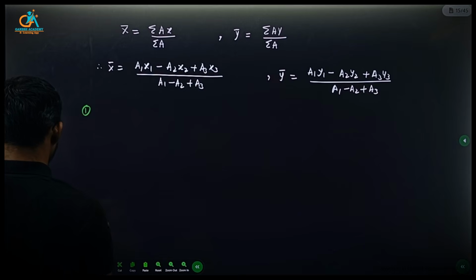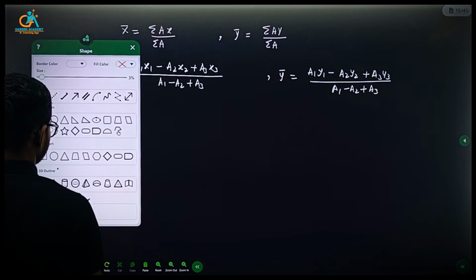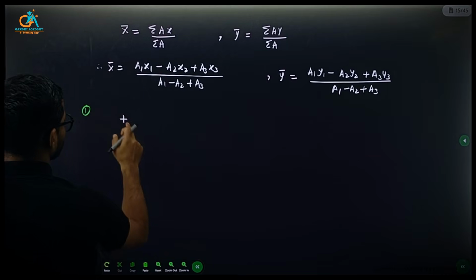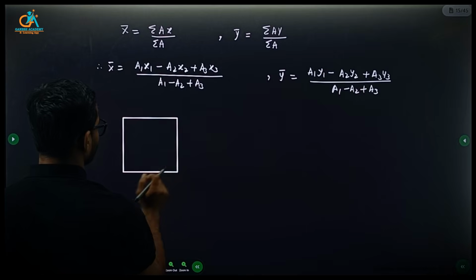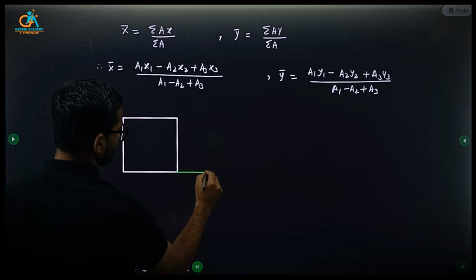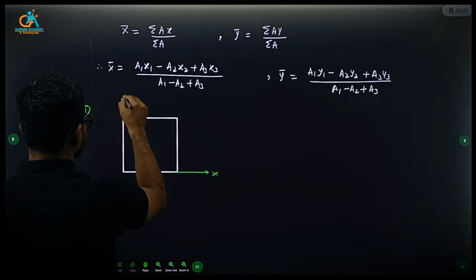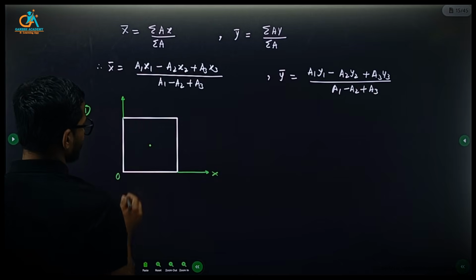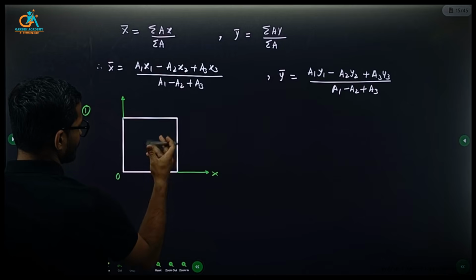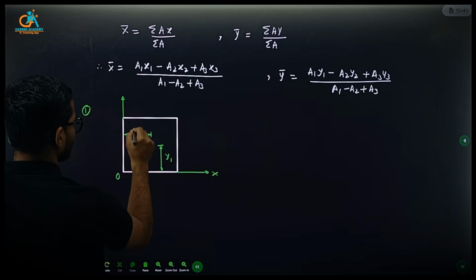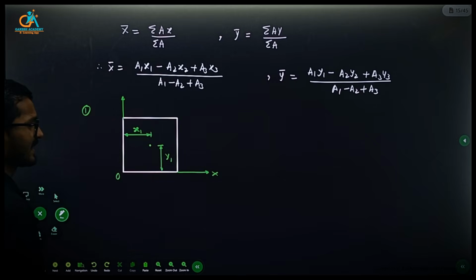Yes, first the rectangle. This is the xy axis. This is the origin. The centroid is here, right? This is going to be y1 and x1. क्या रहेगा ये value?